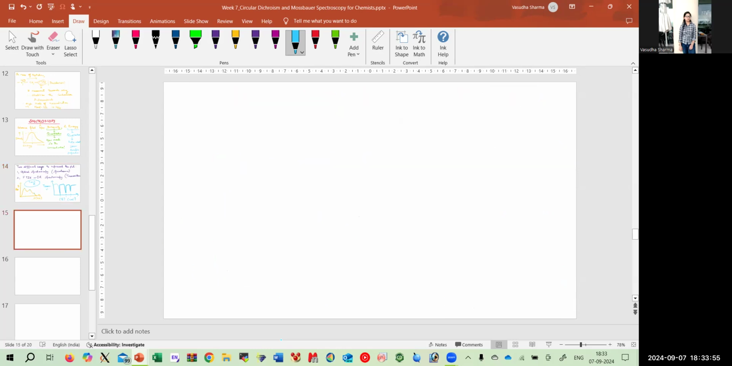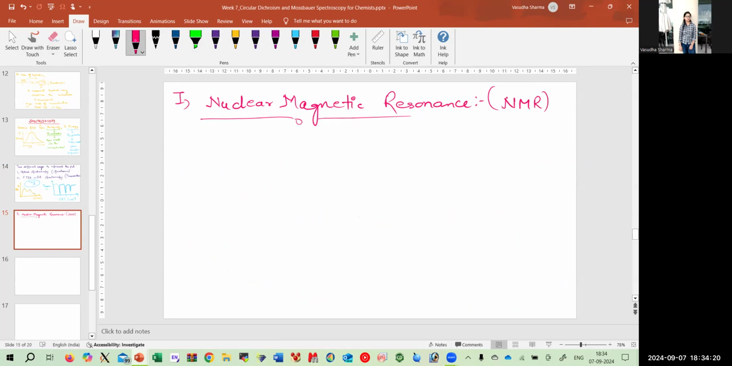Now we start with our first spectroscopy, which is the NMR spectroscopy, nuclear magnetic resonance, NMR. As the term suggests, it deals with nuclear magnetic states. That means it involves the I value.